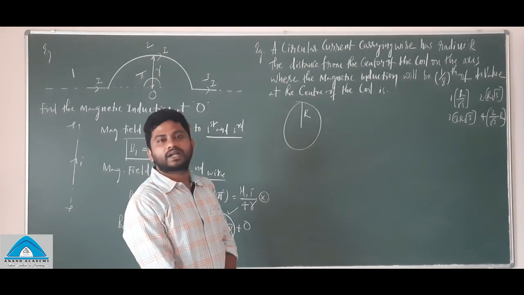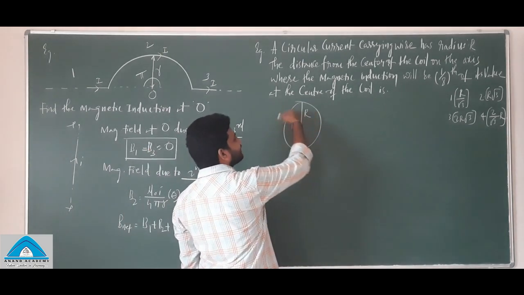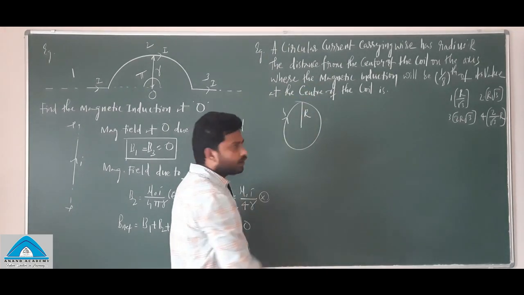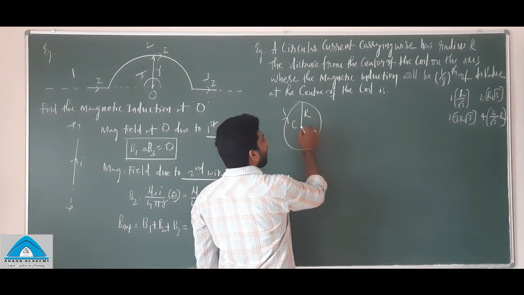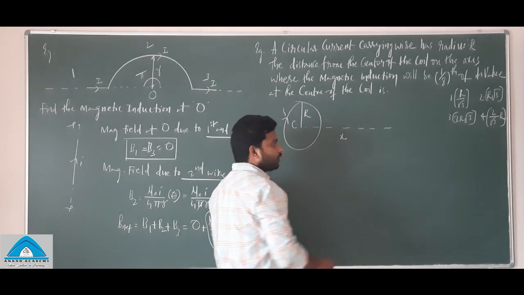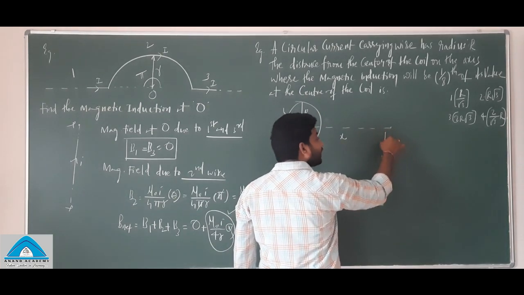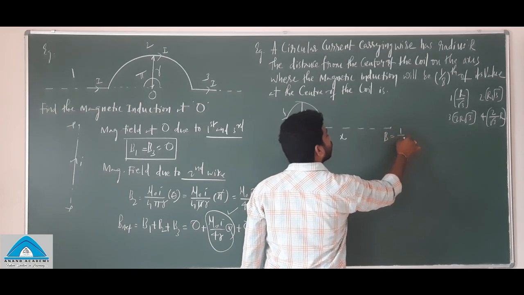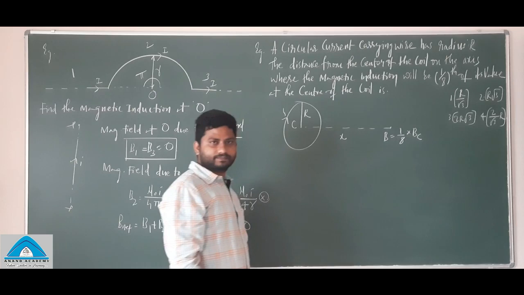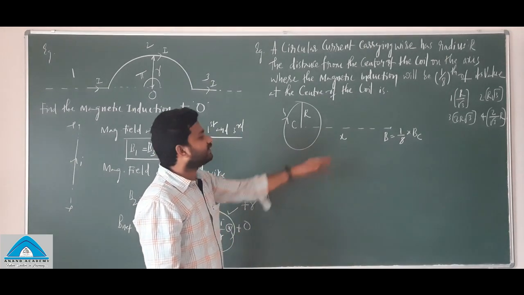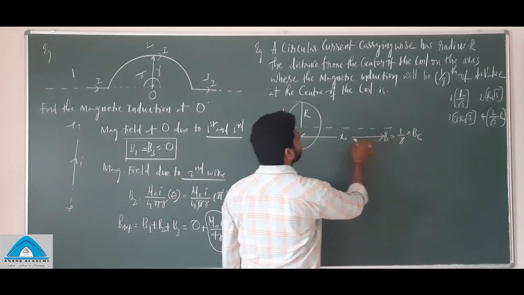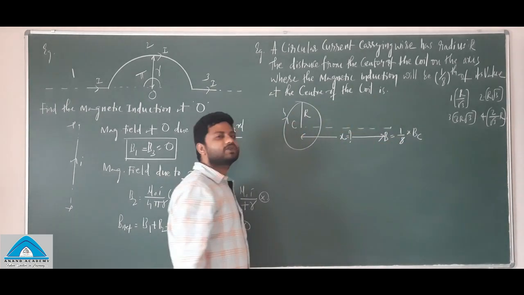Okay. So what they are telling here is there is a circular coil of radius r through which a current I is flowing, and at a distance called x from the center, what happens here is the magnetic field at this point is 1 by 8 times the magnetic field at the center. Okay, find this x. So at this x, it is happening. So we need to find this x.